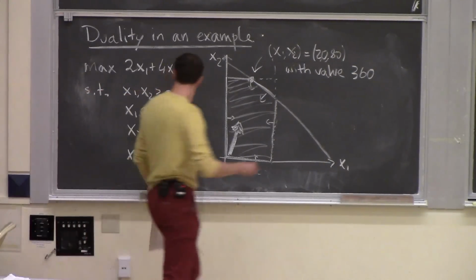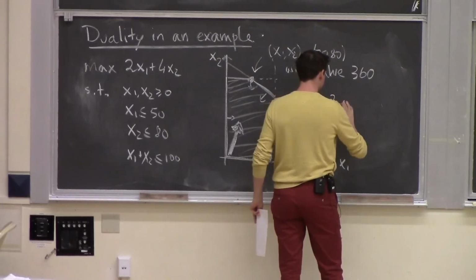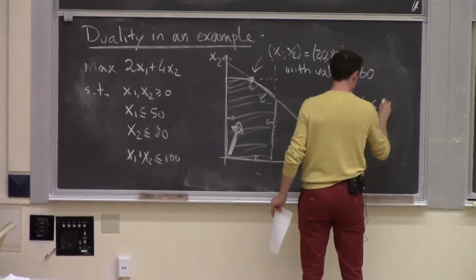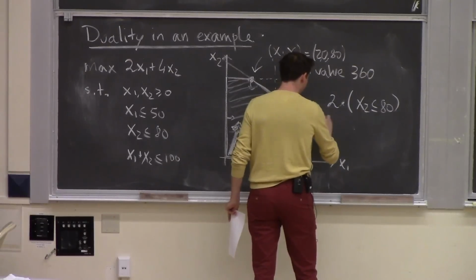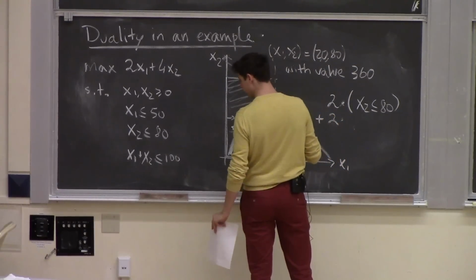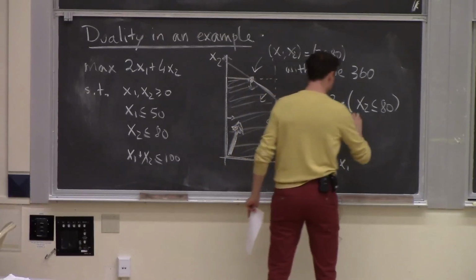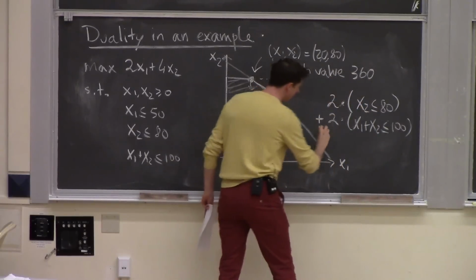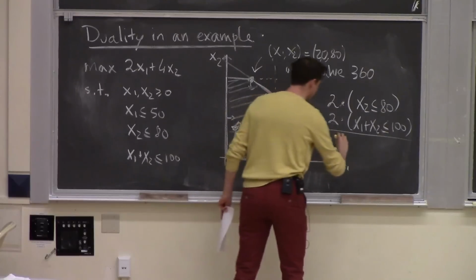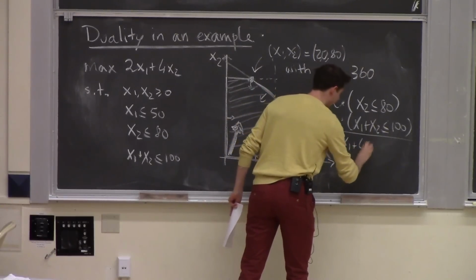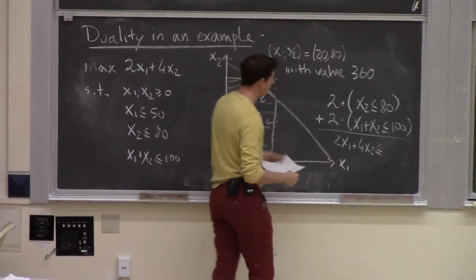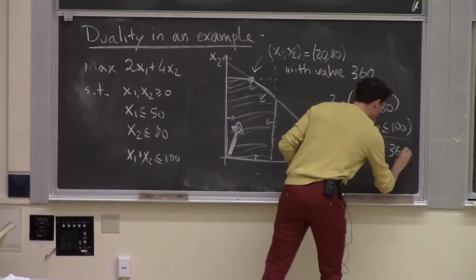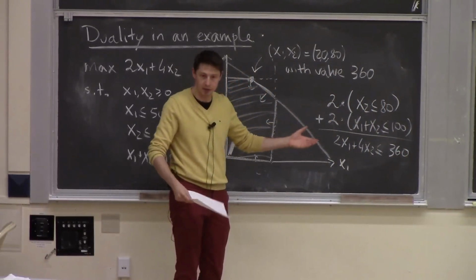In particular, I can write 2 times this inequality, x2 is at most 80, and add it to 2 times the other inequality, which is x1 plus x2 is at most 100. Okay, and I will get an inequality that says 2x1 plus 4x2 is at most 160 plus 200, that's 360. Okay? So this is just a constraint that I've derived from other constraints.